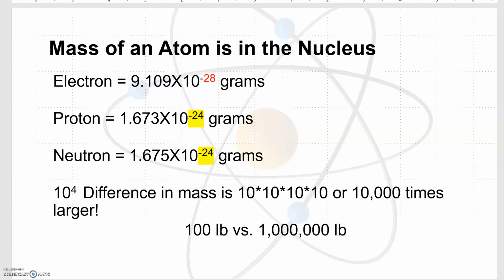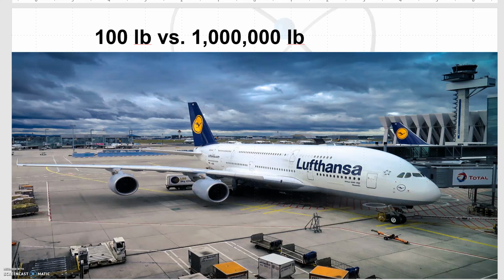Now these may look like they're very similar, times 10 to the negative 28th and times 10 to the negative 24th, very, very small, but it's actually 10,000 times different. So it's 10 times 10 times 10 times 10. That's the difference in that exponent, or 10,000 times. So this is the difference between 100 pounds and 1,000,000 pounds. This is the difference between, say, your luggage and the airplane that you're on. So the mass difference between your luggage being on this aircraft and not is negligible.